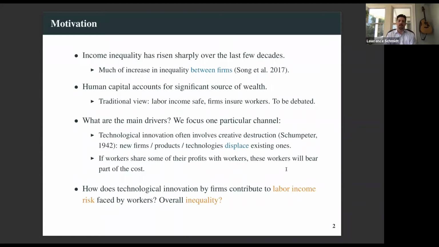Even a very simple view of the labor market, namely that workers share to some extent in both the costs and benefits of profits, would lead you to expect that workers are going to bear some of this cost. That's our starting point. We ask a very simple question: how does innovation by a firm, or by competitors, with these creative destruction models in mind, contribute to the labor income risk that individual workers experience? And to what extent does this also contribute to changes in inequality?